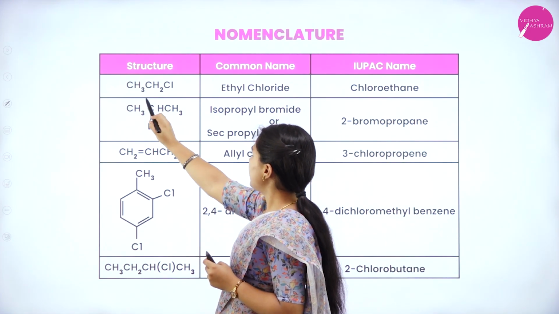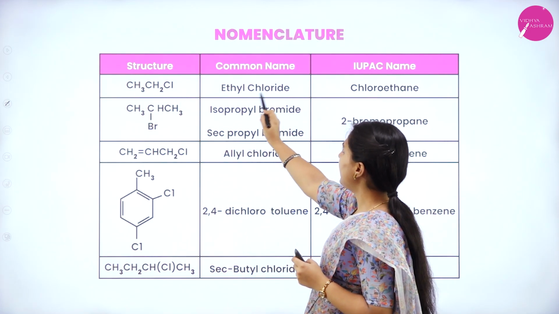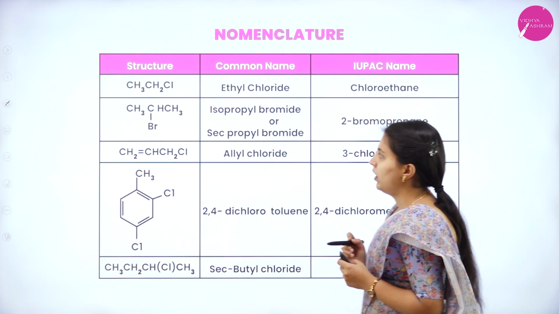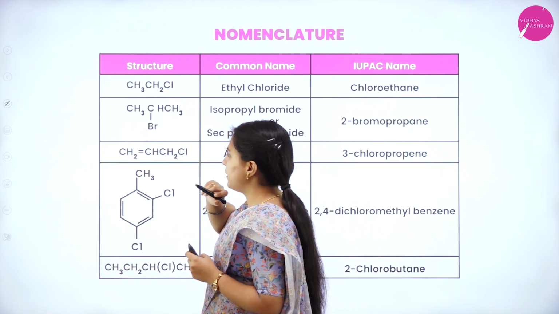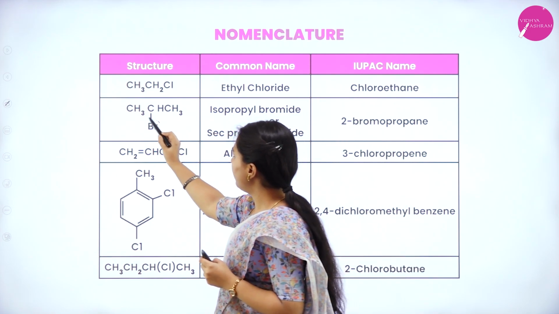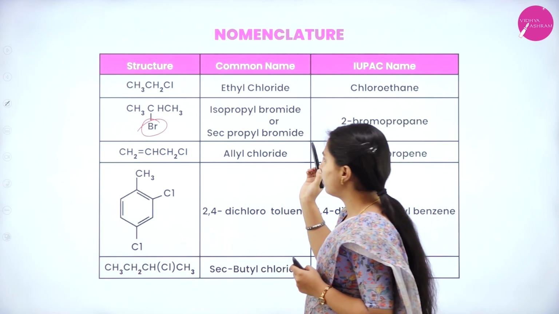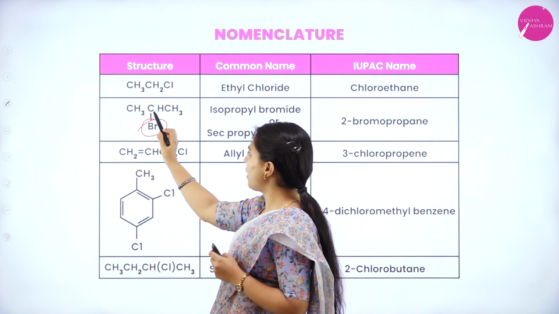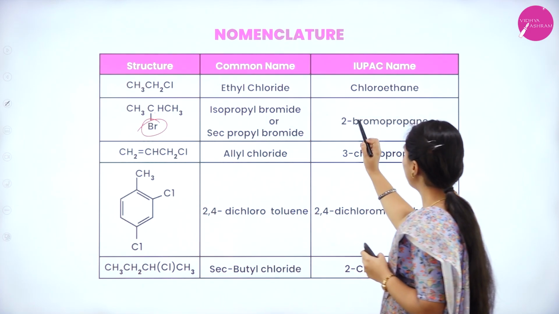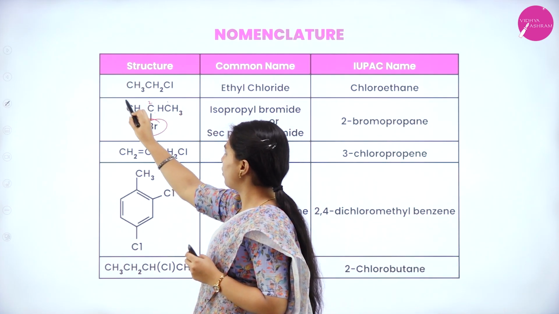See here, CH3, CH2, Cl. Two carbon atoms are there. It is ethyl chloride, or the IUPAC name chloroethane. Here 1, 2, 3 carbon atoms are present, so propyl, and on one side bromine is there, which is a halogen. You can call it isopropyl bromide, or secondary propyl bromide, because one carbon atom is attached to another carbon, or 2-bromopropane. You can number it 1, 2, or from here also you can take 1 and 2.